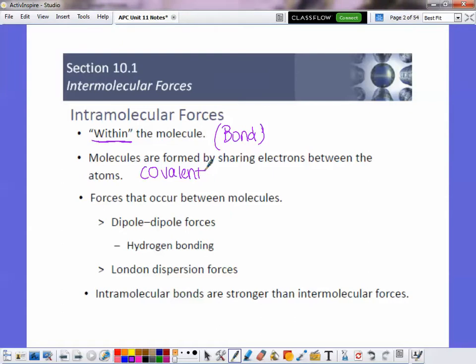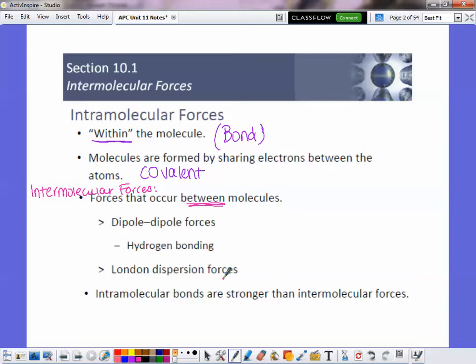All right. So these are intermolecular forces. Okay, these are forces that occur between molecules. And there's two main types, and one of those has a subtype. Okay, there's dipole-dipole forces, and then there's London dispersion forces. Within dipole-dipole, there's also hydrogen bonding, which is a strong type of dipole-dipole. And these are all going to be things we're going to review today.